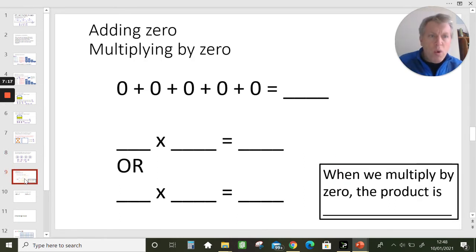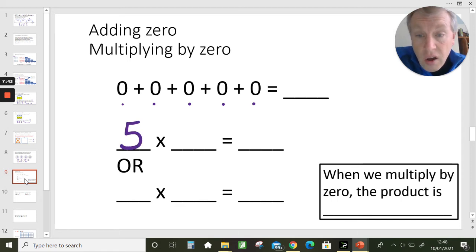Now, if we do it without a bar model or without any pictures, let's see. Can we turn this addition into a multiplication? Well, how many zeros is it? 1, 2, 3, 4, 5 zeros. So it's 5 times 0. 1, 2, 3, 4, 5 times 0.